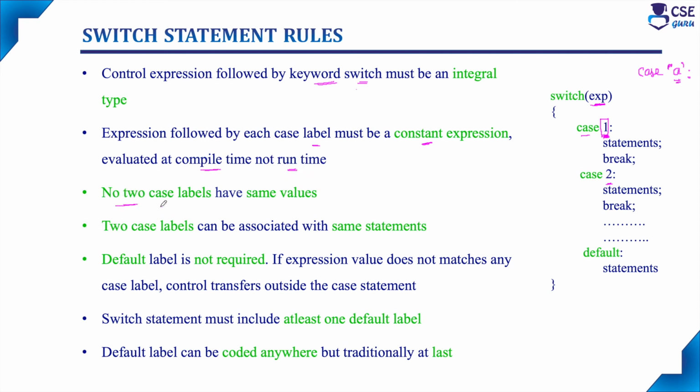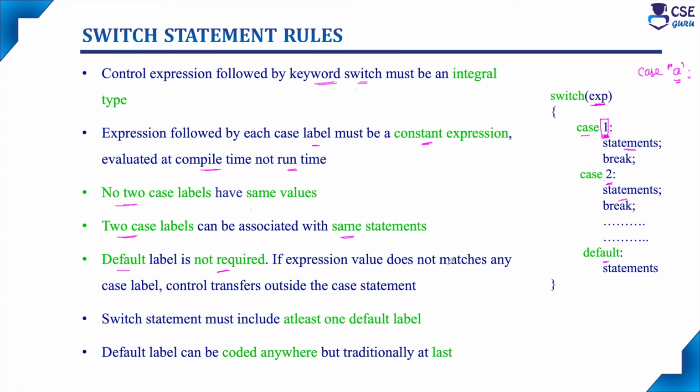And no two case labels have the same value. So case 1 and case 2 should not have the same value. If you specify the same value, the switch statement will get confused about which case alternative it has to execute. So no two case statements should have the same constant values. And two case labels can be associated with the same statements. The constant value should not be the same, but the statements within the case statements can be the same for two case statements. No problem for that. And the default label is actually not required.